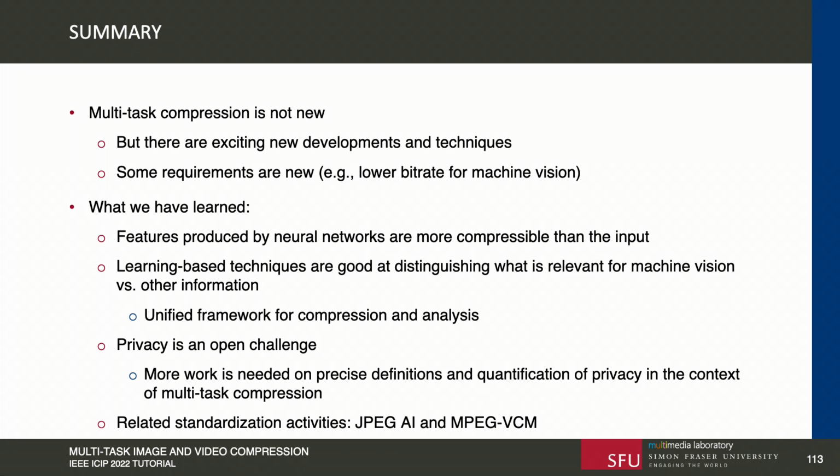And then we've also touched upon recent ongoing standardization efforts related to multitask compression, such as JPEG AI and MPEG VCM. So both are currently underway. Within a few years, we will have new compression standards that support multitask compression, and then a number of new products will be coming out. So this is really an exciting time to be in this area.